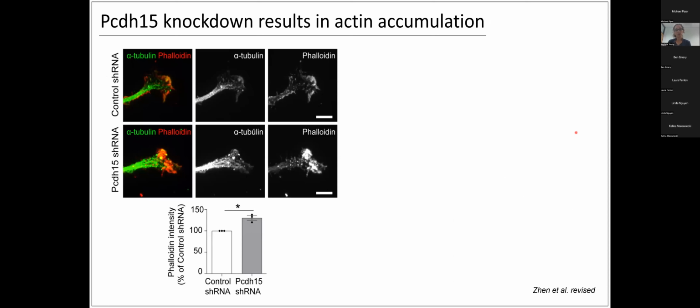So we weren't really sure what was happening, so we had a little look by immunostaining these cells to detect actin, shown here in red, at the end of the OPC processes, and microtubules, shown here in green. And what we found in the knockdown cultures was that we got this accumulation of actin at the end of the OPC processes.